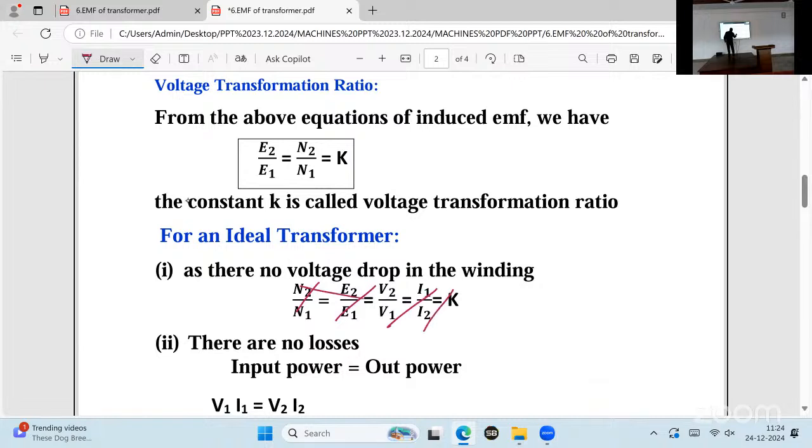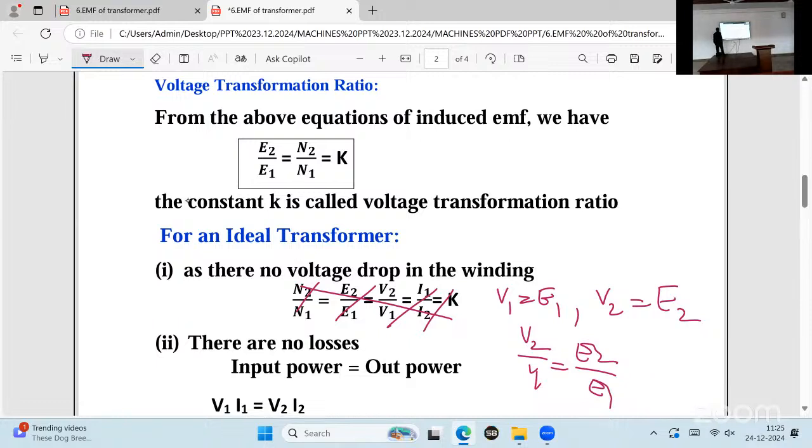It's a printing mistake. We should write V1 is equal to E1, V2 is equal to E2. This is a printing mistake. Clear? From this we got a new formula, output by input: V2 by V1 is equal to E2 by E1. This is a standard formula.